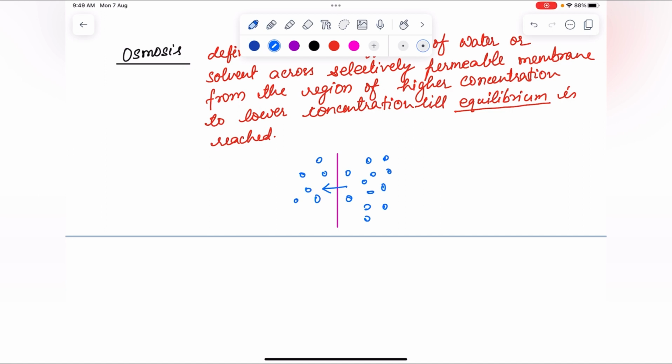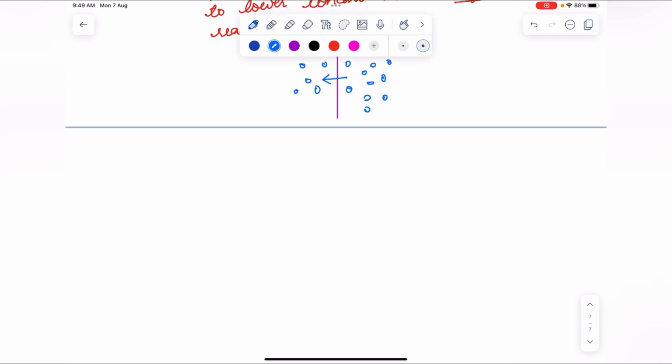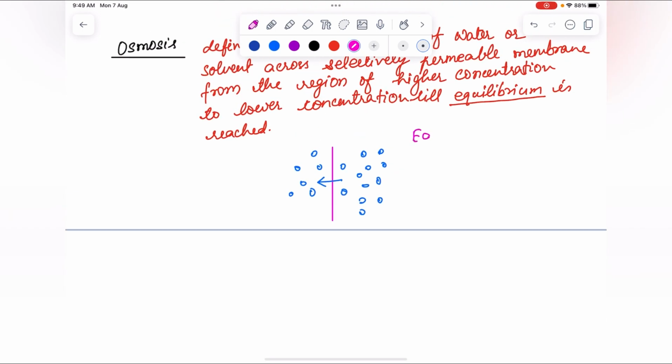Examples of osmosis: first, absorption of water by plant roots, and second, absorption of water by unicellular freshwater organisms.